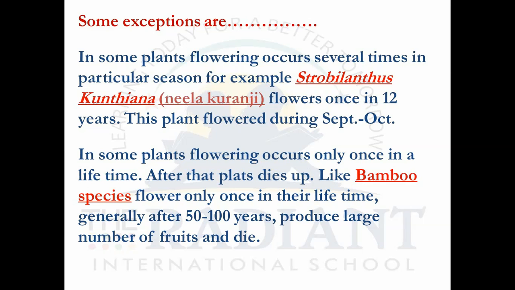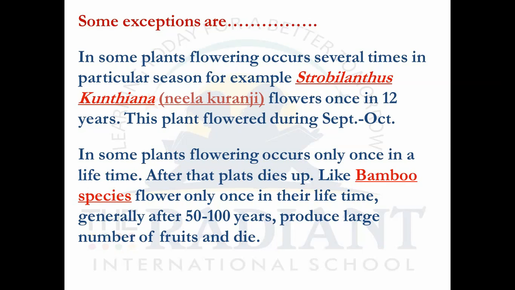The second one is the bamboo tree or bamboo species. That means they can produce flowers only once in their whole life cycle. That is, after that, it dies. Bamboo species flower only once in their lifetime, generally after 50 to 100 years. So they produce a large number of fruits and die.